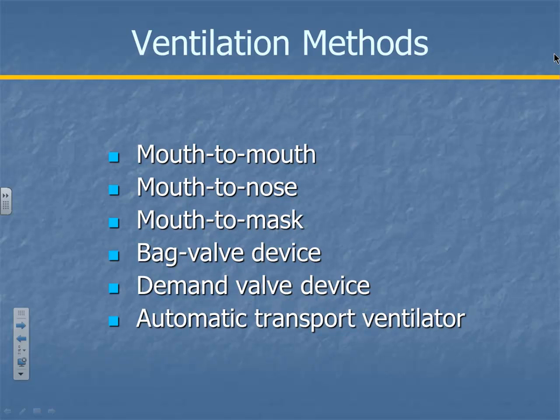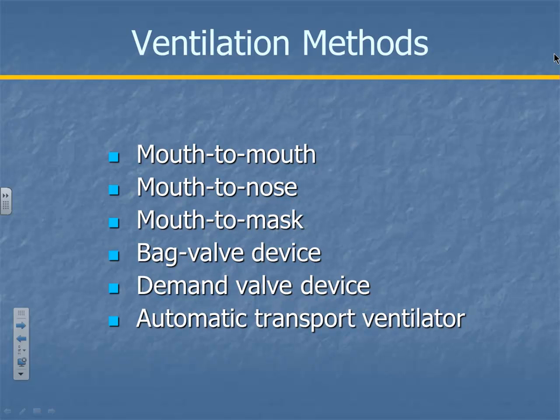You can get a good seal on your patient with that. And when you depress that button, it's going to force air into their lungs. So what's the biggest problem with that? Yeah, it's very easy to overinflate. They say you can control it, but you've got to be good with your thumb or you're going to overinflate it. And then of course an automatic transport ventilator.